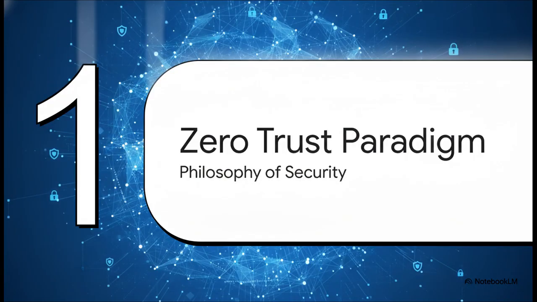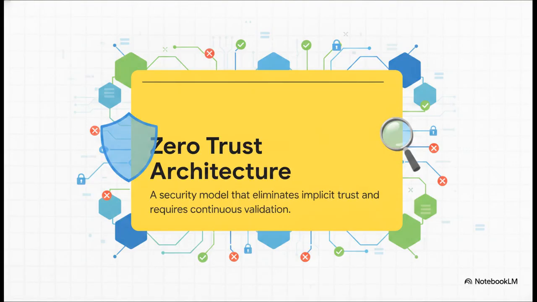Kicking things off with Section 1, the Zero Trust Paradigm, basically the underlying philosophy of modern security. Zero Trust architecture is exactly what it sounds like. It operates on a really strict mantra of never trust, always verify. Think of it like a high-security government building, where just having a key card at the front door isn't nearly enough. You actually have to swipe your card again at every single room you try to enter. In a modern cloud environment, we can no longer assume safety just because a user or device happens to be connected to the internal corporate network. Instead, you have to continuously validate every single request, regardless of where it's coming from. It completely eliminates the very concept of implicit trust.